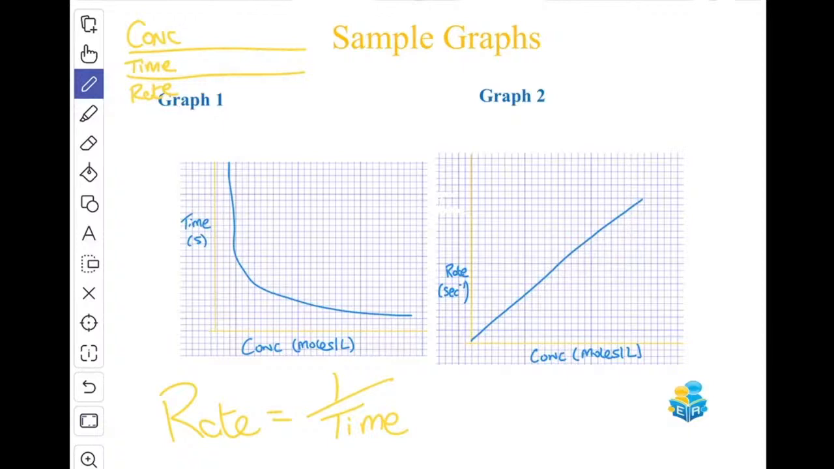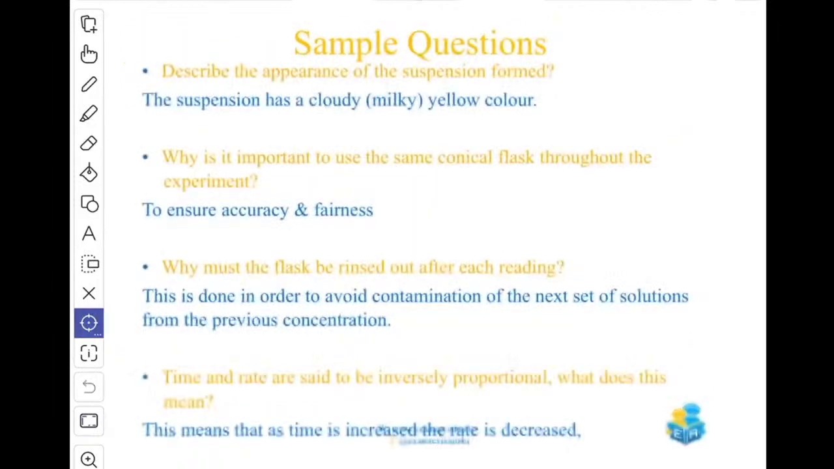And usually in an exam they will either ask you to plot time versus the concentration, as we can see here, or rate versus concentration. And usually it is the rate that they get you to calculate or to plot, so you will get 1 over the time. So those graphs would be good to know and good to revise. So with rates of reaction, you should be revising how to draw graphs. That's very, very important.